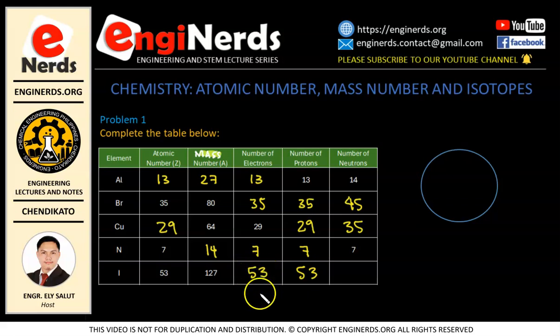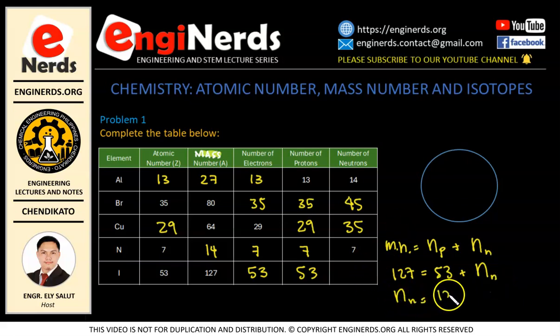So we also have 53 here. Now the mass number, as we learned, is equal to the number of protons plus the number of neutrons. We are given 127 for the mass number. The number of protons is 53, so we can find the number of neutrons. The number of neutrons is equal to 127 minus 53, which is equal to 74. So that means the number of neutrons is 74. Right, so we finally completed our table. We will now go to problem number 2.